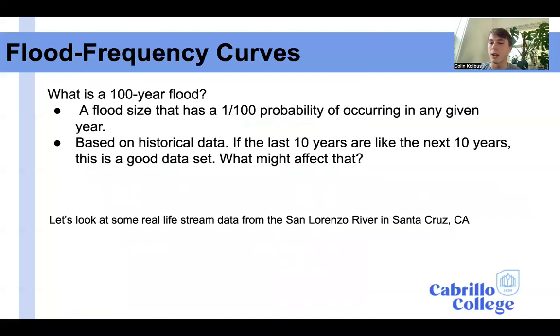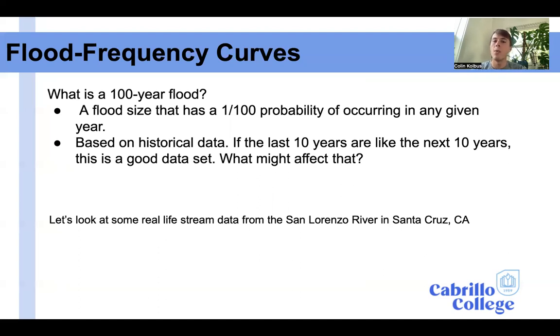And so flood frequency curves are how we calculate something you've heard as probably like a 100-year flood or a 100-year storm. What does that mean exactly? That means this flood size has a 1/100th probability, a 1% probability of occurring in any given year. And this is all based on historical data. A lot of environmental systems, we're able to calculate probabilities of things occurring based off of historical data. If the last 10 years are like the next 10 years, then this is a great way to know what the next 10 years are like by looking at historical data.